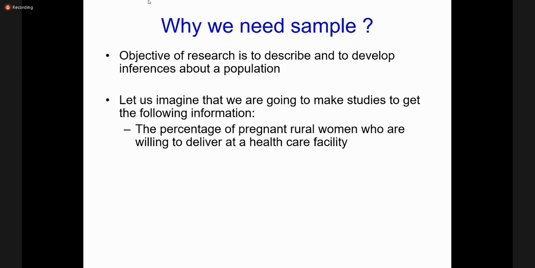So let us imagine that we are going to make studies to get the following information. For example, you are interested in a survey or a study to draw the inferences regarding the percentage of pregnant rural women who are willing to deliver at a healthcare facility. Because we know still in Pakistan, a large proportion of women are not delivering at health facilities, and particularly in rural settings, they prefer to deliver at home, which is usually not a skilled delivery.